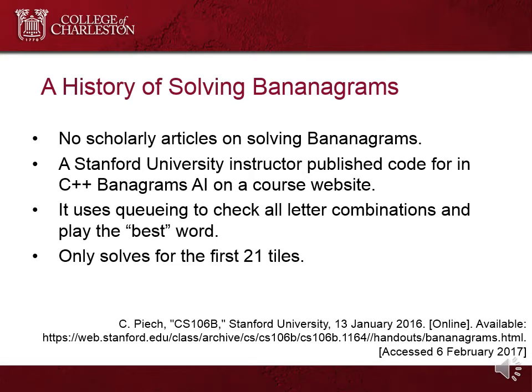A Stanford University instructor published code written in a C language for a Bananagrams AI on their course website. It uses queuing to check all possible letter combinations and then plays the best word as determined by heuristics. Instead of playing through the whole game, it only solves for the first 21 tiles. It also uses an undisclosed word list.